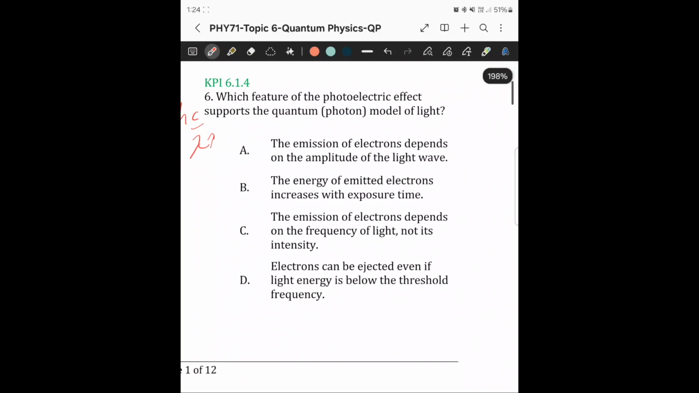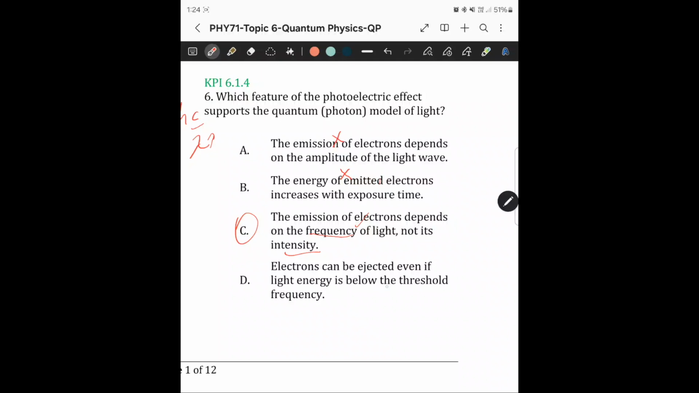Which feature supports the quantum model of light? The emission depends on the amplitude of the light wave? No. We can make it brighter, increase intensity, nothing happens. Increasing exposure with time? Also no. We tried it in the simulation, we kept the light shining on it for a long time, nothing happened. It just didn't have enough energy. The emission depends on the frequency, not its intensity. Yes, that is true. It depends on the frequency or wavelength, but not the brightness. Brightness is the number of electrons that get ejected.